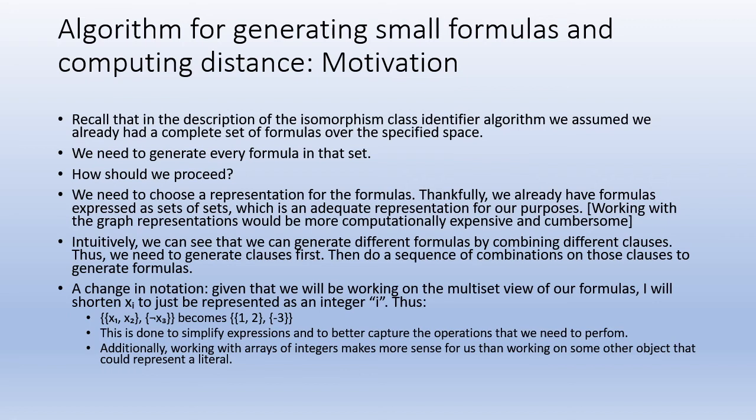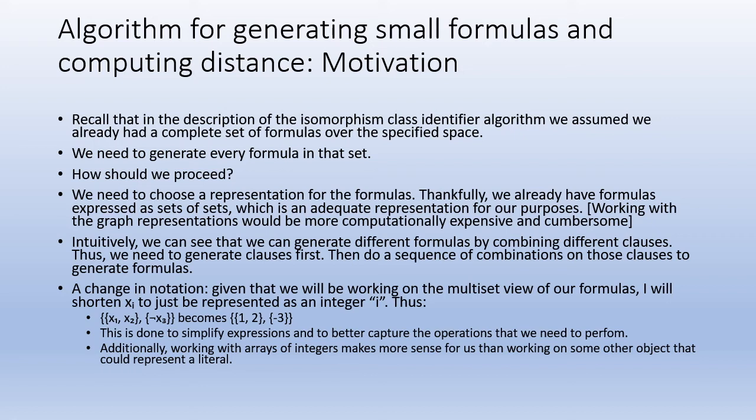Recall that in the description of the isomorphism class identifier algorithm, we assumed we already had a complete set of formulas over the specified space. Of course, we need to be able to generate every formula in that set. So how should we proceed? We need to choose a representation for the formulas. Thankfully, we already have formulas expressed as sets of sets, which is an adequate representation for our purposes. Working with the graph representations, as we have constructed them, would be more computationally expensive and somewhat cumbersome.